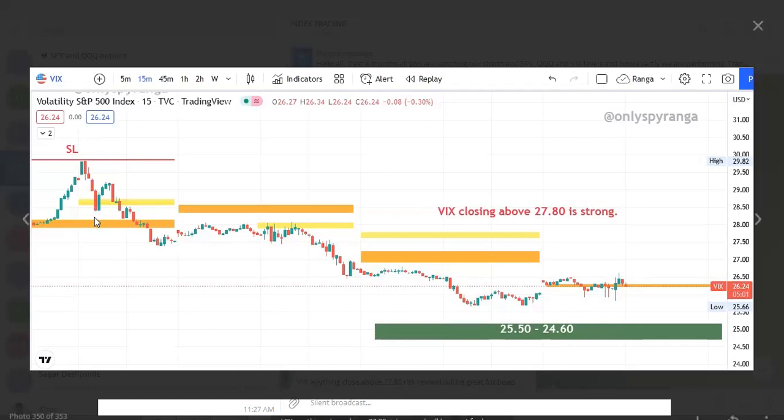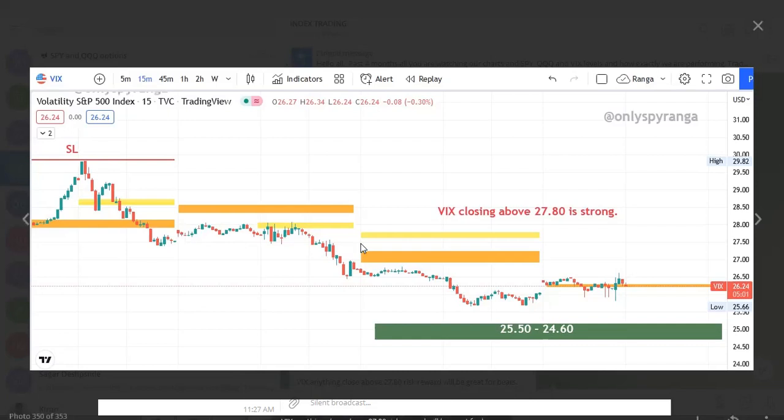Here we entered, sir, and here again it went up, but the SL will be the swing high. This is the swing high. Unless it breaches the swing high, the trade is on. We have to enter at this point, sir.